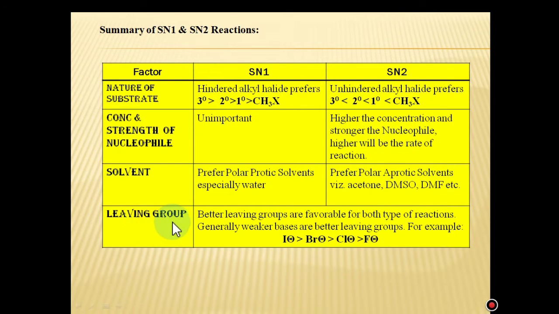And finally, the nature of leaving group. In both cases, a better leaving group is favorable for both types of reactions. Generally, weaker bases are better leaving groups. For example, iodide is a better leaving group than bromide. Bromide is a better leaving group than chloride, and chloride is a better leaving group than fluoride.